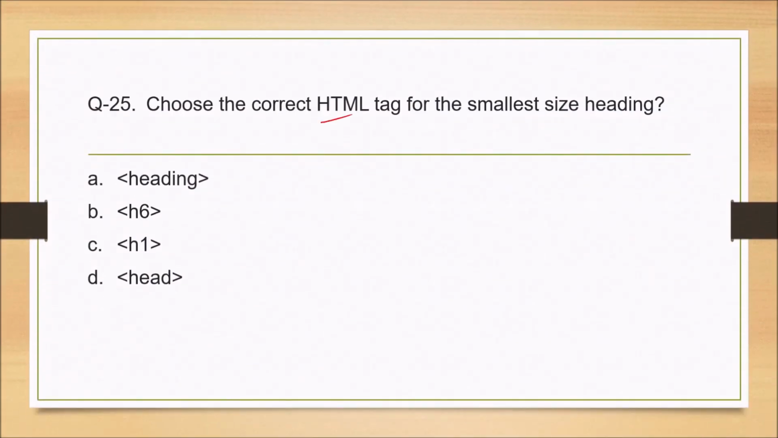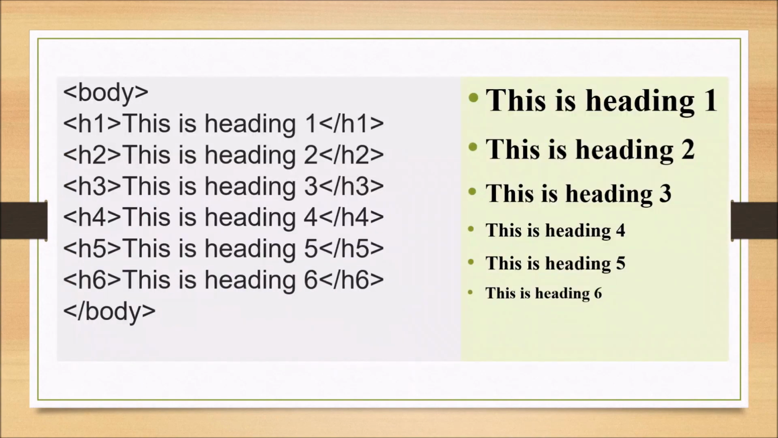Choose the correct HTML tag for the smallest size heading. And the options are heading tag, H6 tag, H1 tag, and head tag. And the correct option is H6 tag. As we know, we have 6 types of headings in HTML: H1, H2, H3, H4, H5, and H6.